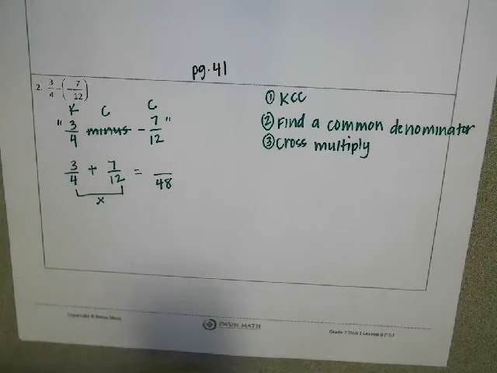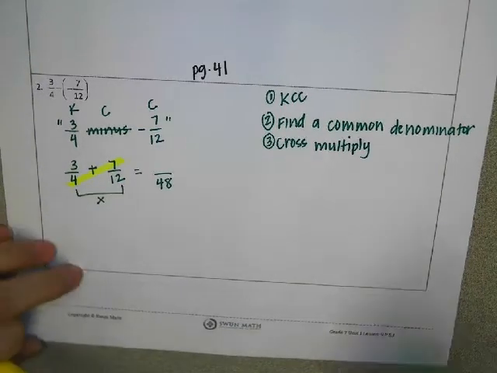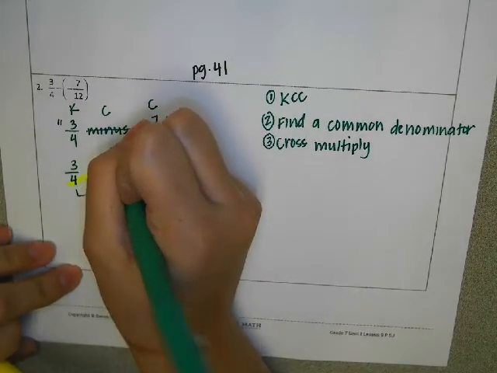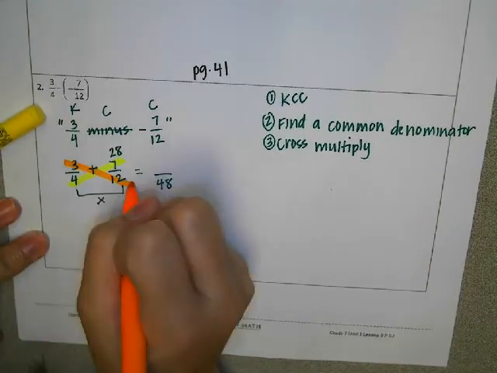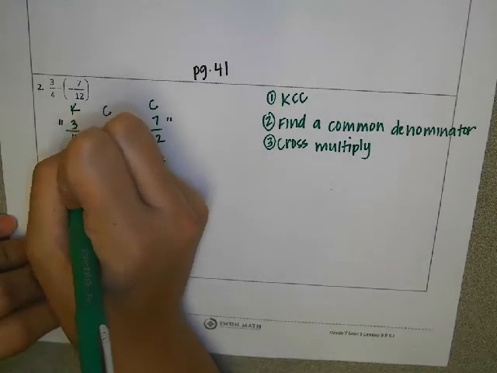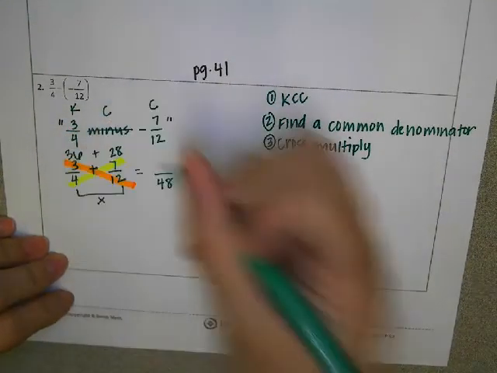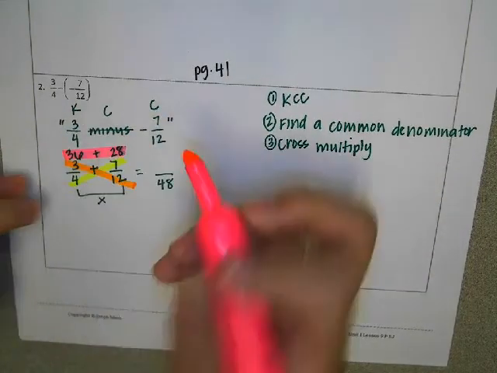Right, so I'm going to cross multiply 4 times 7. 4 times 7 gives me 28. Then I'm going to cross multiply 3 times 12. 3 times 12 is 36. Bring up my addition sign. So now I have 36 plus 28. Those are my new numerators.